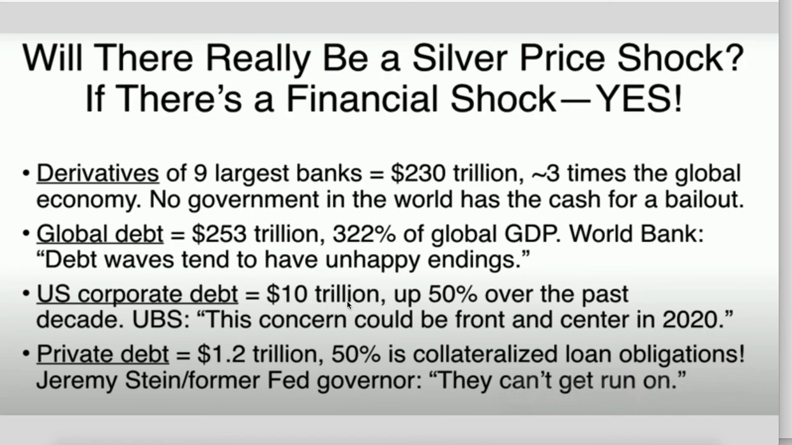U.S. corporate debt, $10 trillion. That's another concern, no doubt about that. And then private debt is $1.2 trillion, 50% of which is collateralized loan obligations. So I bet those get paid back.